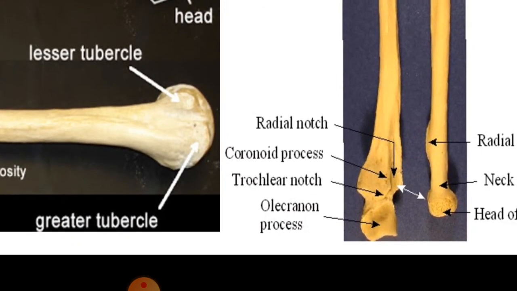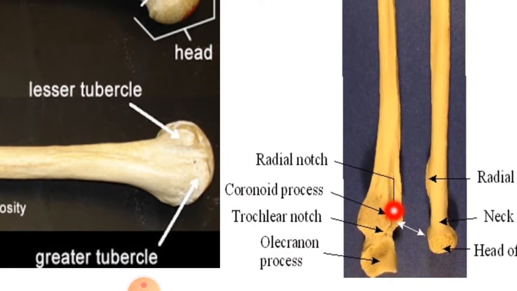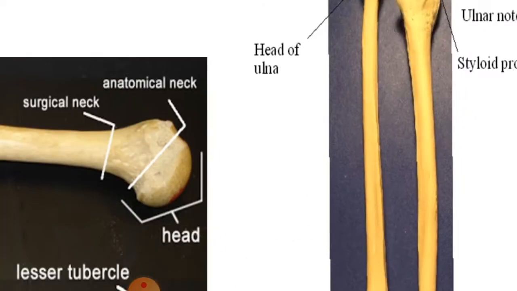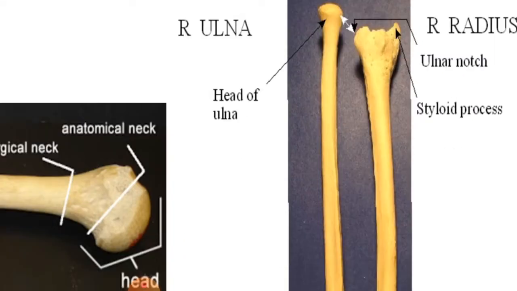If we look at the ulna, you can appreciate the radial notch, and this radial notch will form the radioulnar joint at the proximal end. So basically the radius and ulna both form the radioulnar joint at their proximal and distal parts.